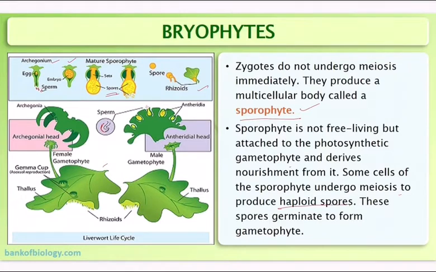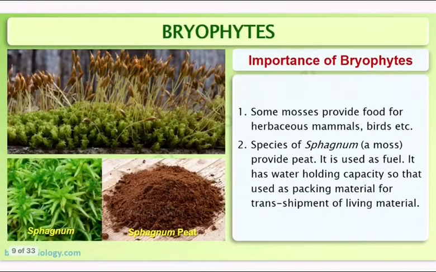Some cells of the sporophyte undergo meiosis to produce haploid spores. So only some of them, not all. They produce haploid spores, n number. These spores germinate to form the gametophyte, meaning the sporophyte is giving rise to the gametophyte. You can see the male gametophyte and female gametophyte with the thallus.